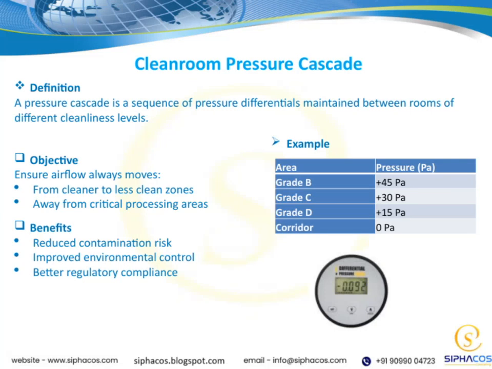Let's look at an example that shows why controlling airflow matters. Our goal is simple. Air should always flow from cleaner areas to less clean ones, and crucially, away from critical processing zones. This helps reduce contamination risks, keeps the environment tightly controlled, and supports meeting regulatory standards. To do this, we maintain a pressure cascade, a series of pressure differences between rooms. For instance, Grade B rooms sit at plus 45 pascals, Grade C at plus 30, and so on, ensuring air moves in the right direction.